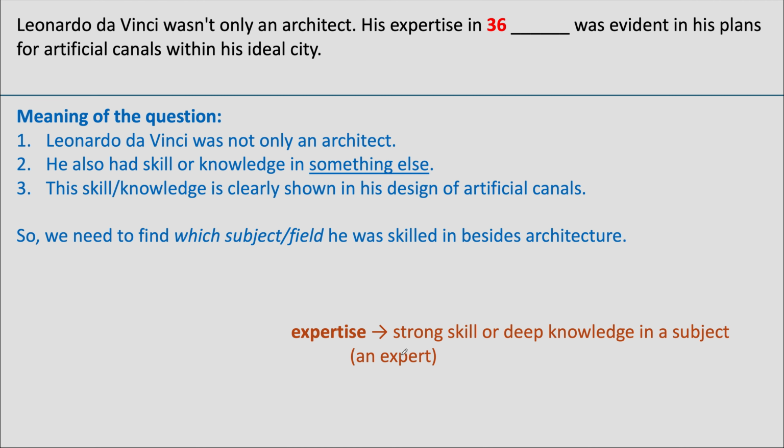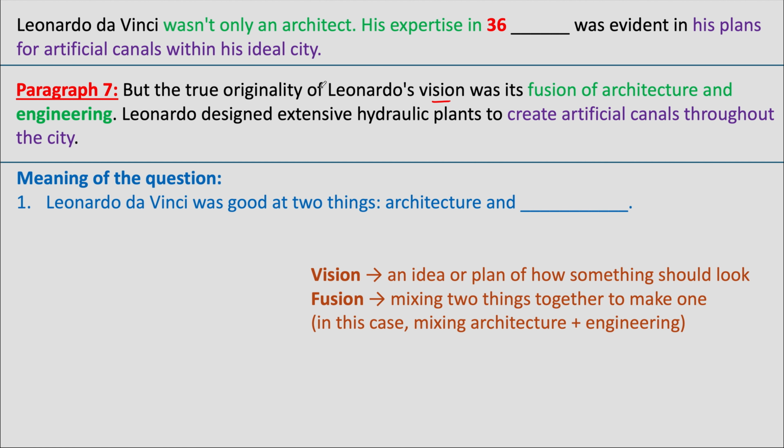The question says Leonardo was an architect. He was also an expert at something or very skilled at something else. And we know about this skill because he made plans for artificial canals. What is the second thing he was an expert in? Vision means plans or ideas or designs. Fusion means combination of two or more things. This says his vision or ideas were because he combined architecture and engineering. Then it says he designed canals.